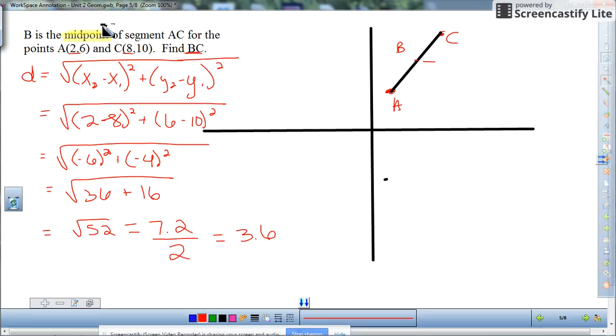3.6. So again, knowing what this midpoint word means, that it's in the middle, that it cuts this into two equal segments. So I could either figure out what that midpoint was and find the length between B and C using distance formula, or use a distance formula to find the length from A to C and then divide it by 2. Either way.